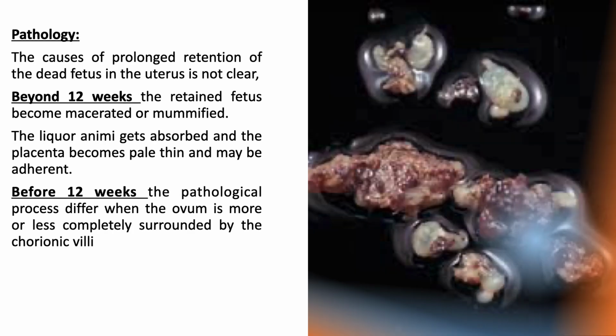Moving on to the next slide, we are going to see the pathology of missed abortion. The causes of prolonged retention of the dead fetus in the uterus are not clear, but the pathology is divided into two: beyond 12 weeks and before 12 weeks. Beyond 12 weeks, the retained fetus becomes macerated and mummified. The liquor amnii gets absorbed and the placenta becomes pale, thin, and maybe adherent.